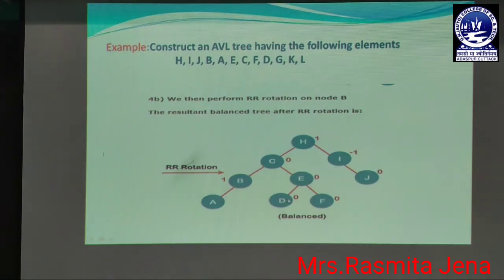So the valence factor for the nodes D and F are 0, 0, and the valence factor for the node E is 0, and the valence factor for node A is 0, and the valence factor of the node B is 1, and the valence factor of node C is 0, and the valence factor of the node H is 1. Valence factor for the node I is -1 and valence factor for the node J is 0. So you can see all the nodes have valence factor either 1 or 0 or -1. So you can see the tree is balanced.